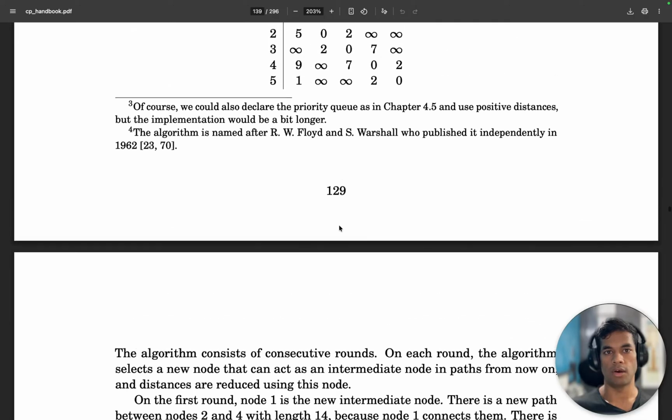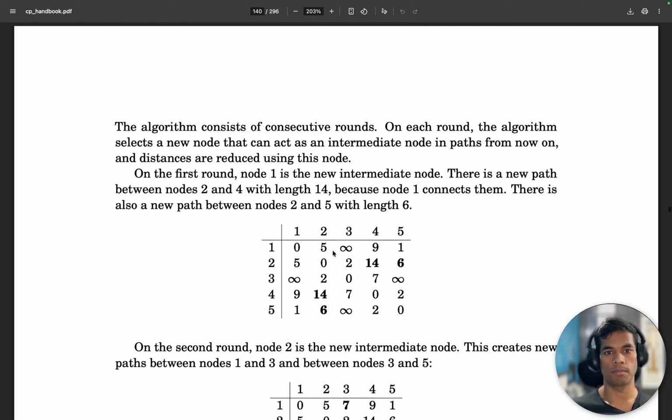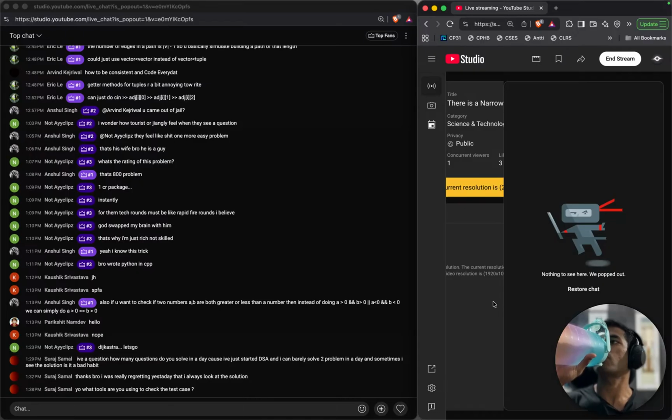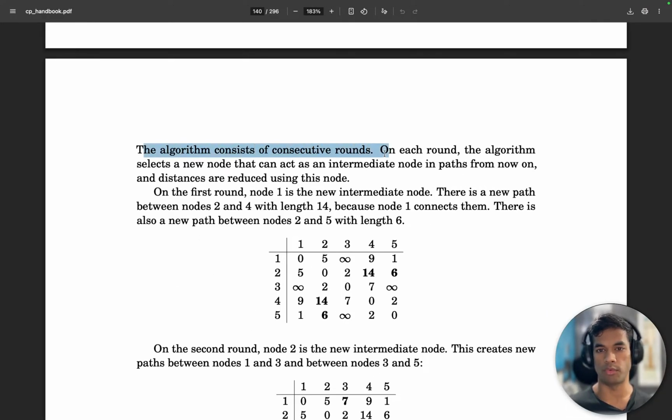Now, once we have gone through direct connections between nodes, we will do something crazy, I guess. We will process the intermediate nodes. Okay. The algorithm consists of consecutive rounds. On each round, the algorithm selects a new node that can act as an intermediate node in paths from now on, and the distances are reduced using this node. On the first round, node 1 is the new intermediate node.